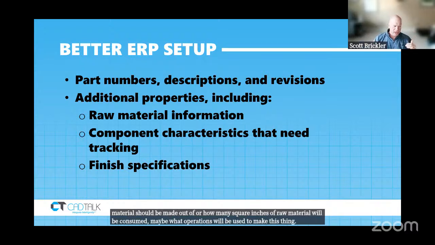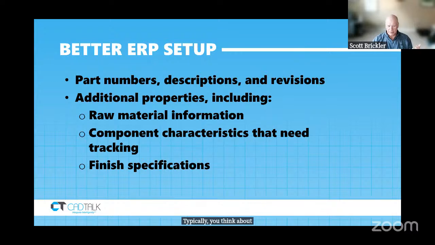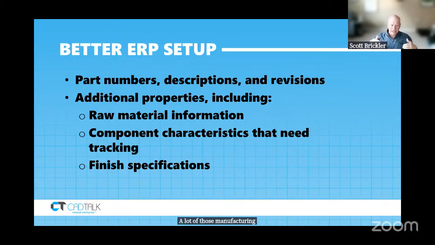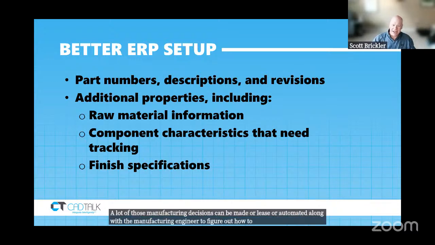Typically, you think about what a manufacturing engineer does when they look at a drawing and figure out how they're going to make this thing. A lot of those manufacturing decisions can be made, or at least automated along with the manufacturing engineer, to figure out how to transfer that data. So the more data that's included in the model that's consistent, the more we can key off of, and we can create more of a derivation as opposed to a straight copy.